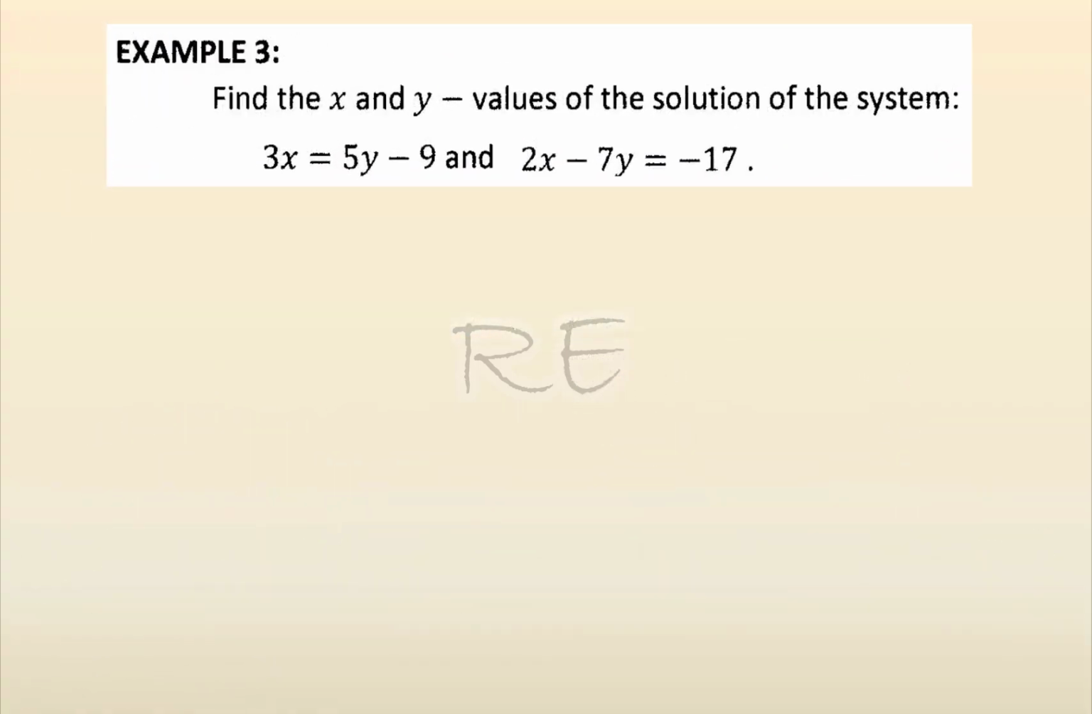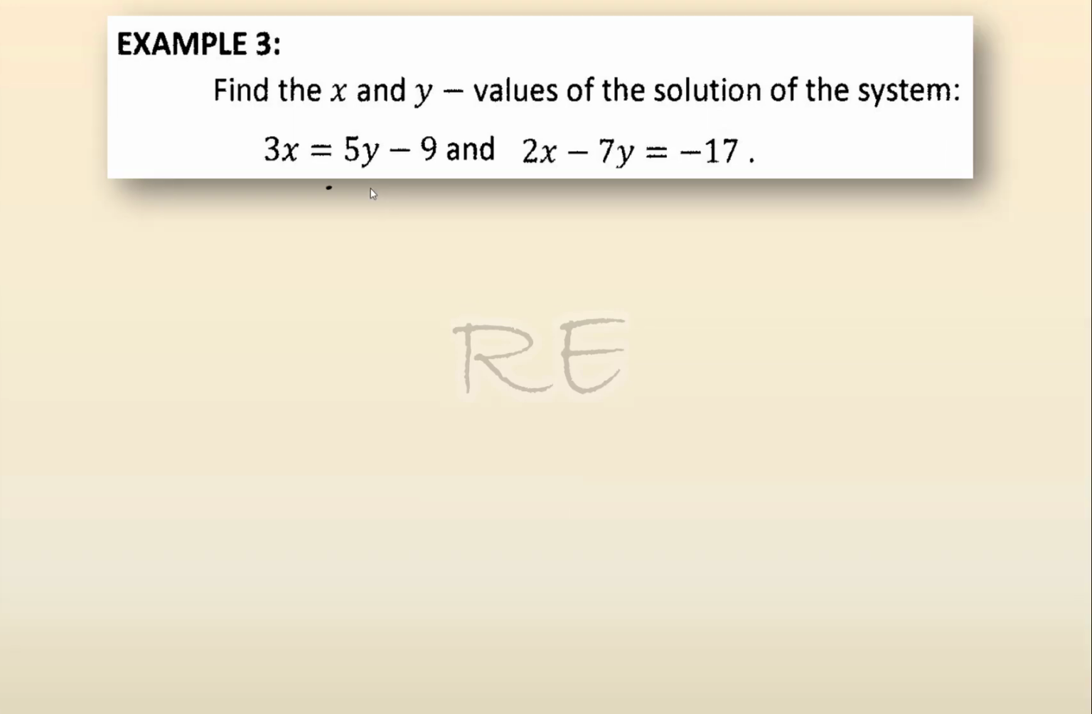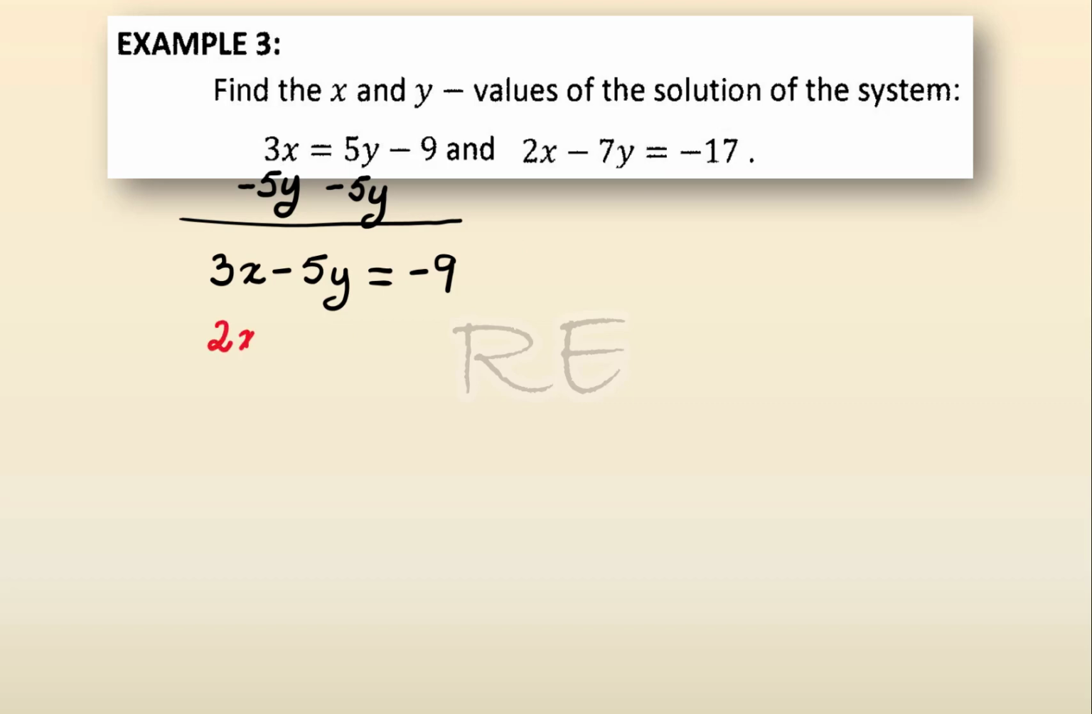Let's consider the next problem. We need to find both x and y of the system. Now we need to subtract 5y from both sides. Therefore, the equation will become 3x minus 5y is equal to negative 9. This is the form ax plus by is equal to c. We need that form in order to be able to compare it to the second equation, 2x minus 7y is equal to negative 17.